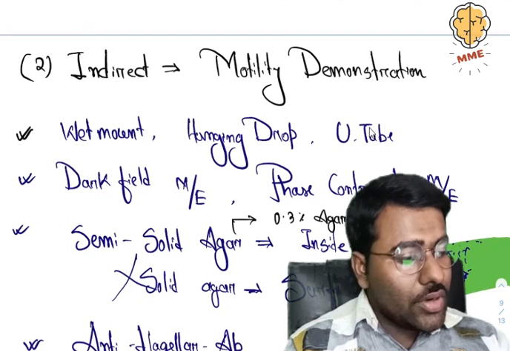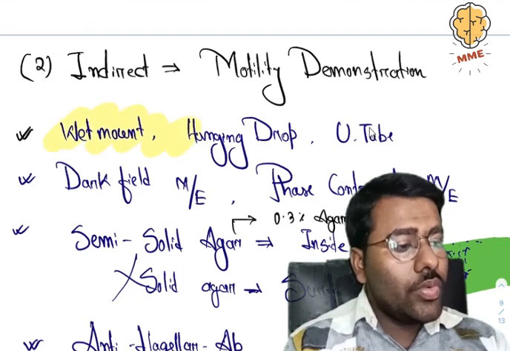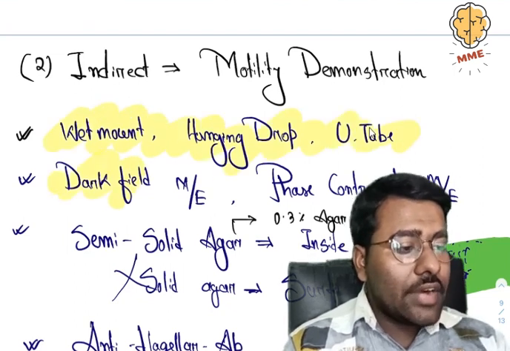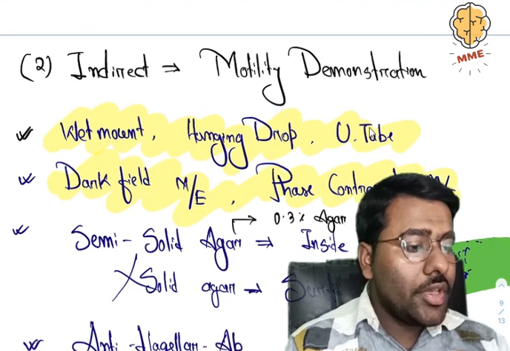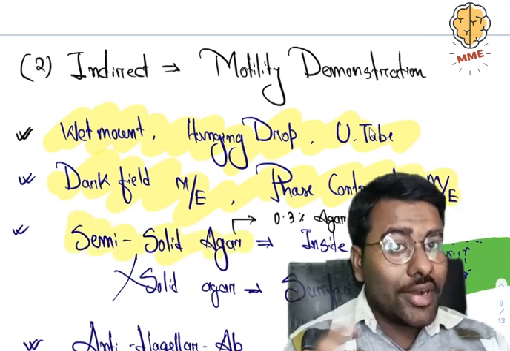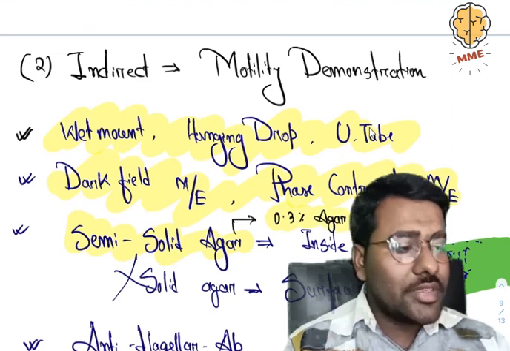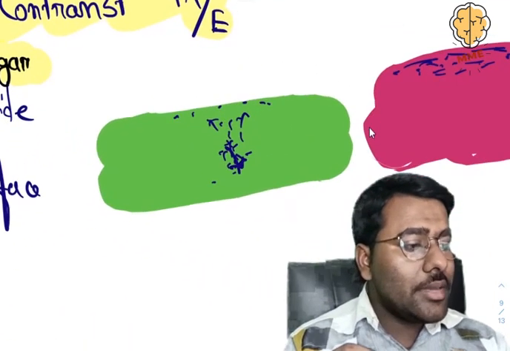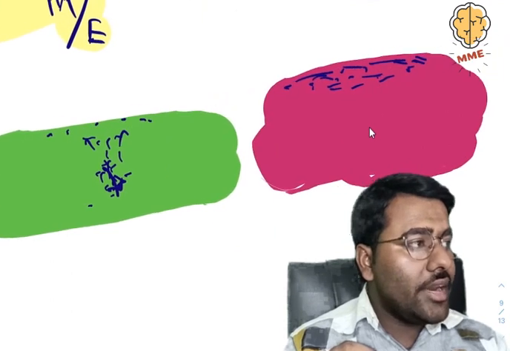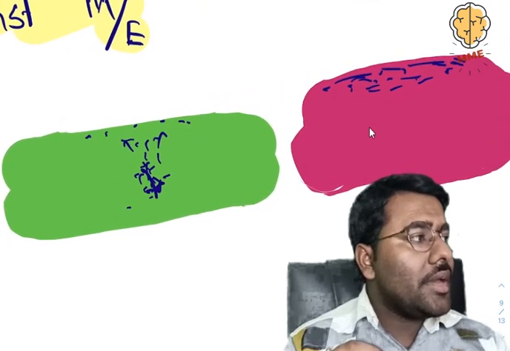What are the methods? The methods are wet mount, hanging drop, U-tube, dark field microscopy, phase contrast microscopy, and semi-solid agar, not solid agar. What is semi-solid agar? This is 0.3% agar. What is the main difference? This is actually the green color is the semi-solid and the pink color is the solid agar.